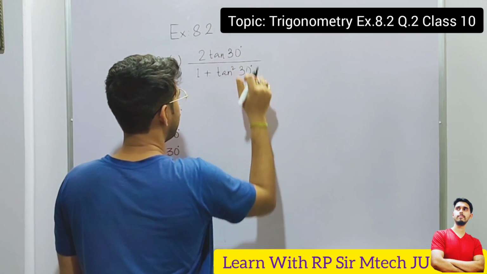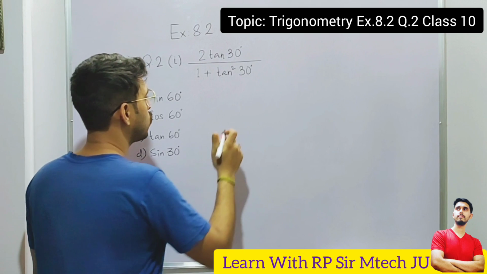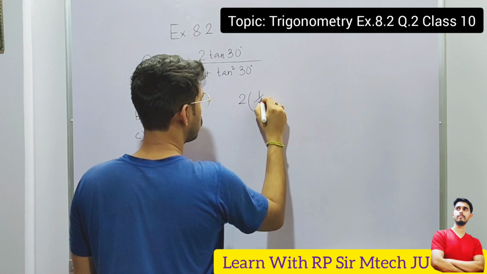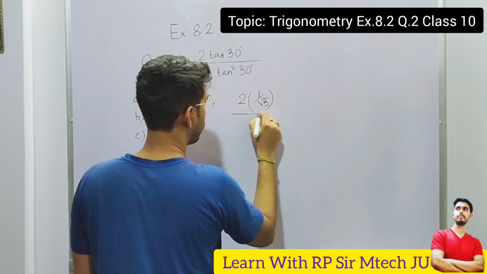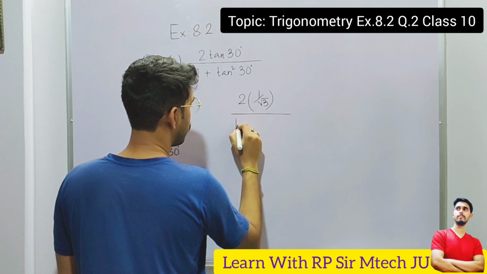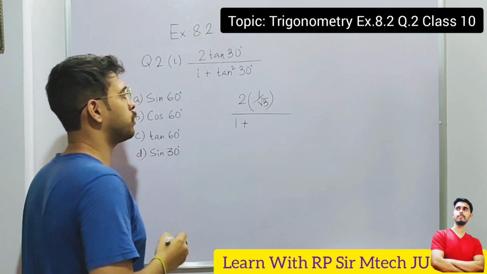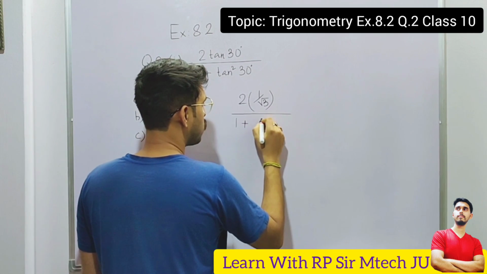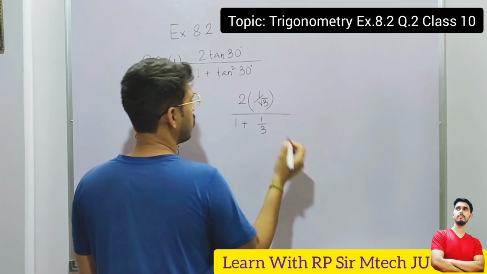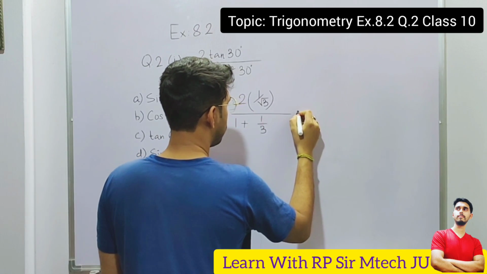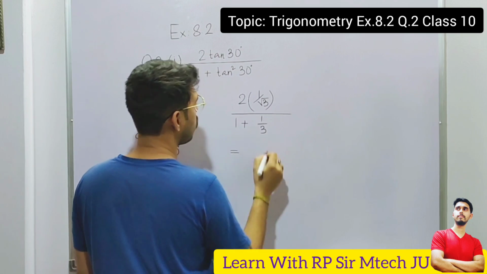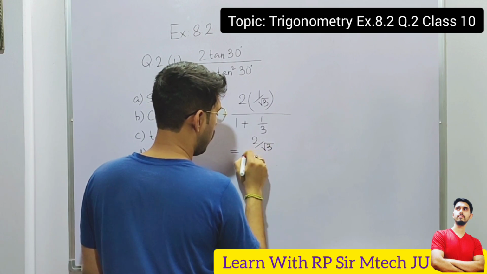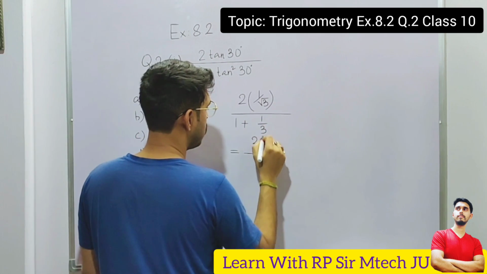So tan 30 means 1 by root 3. So 2 tan 30 will be 2 multiplied by 1 by root 3, divided by 1 plus tan square 30. Tan 30 is 1 by root 3, so tan square 30 will be 1 by root 3 whole square, which is 1 by 3. So the result will be 2 by root 3 divided by 4 by 3.